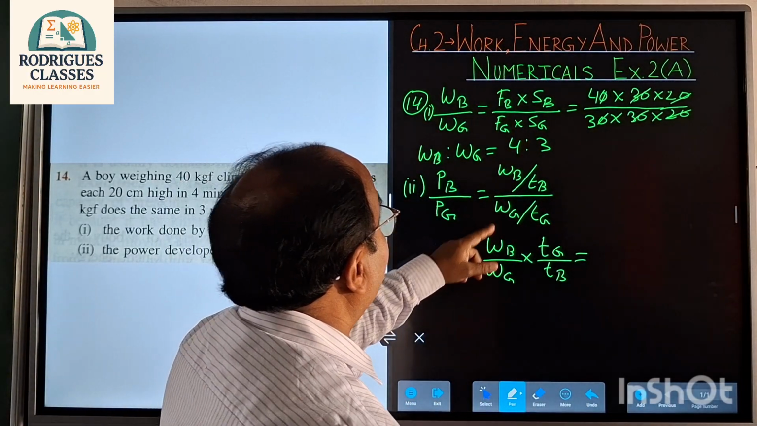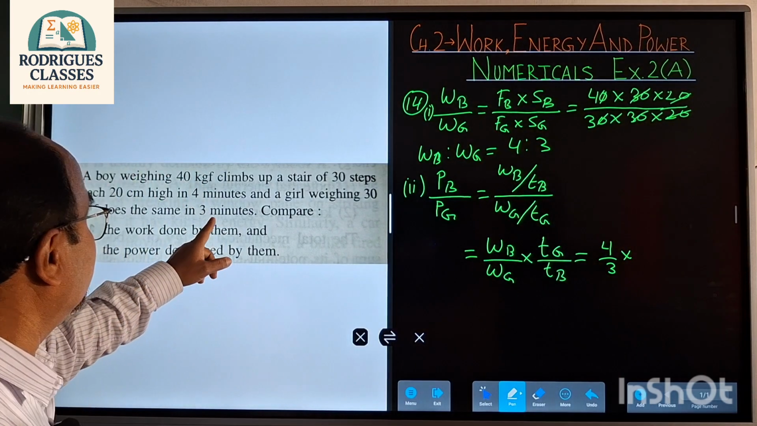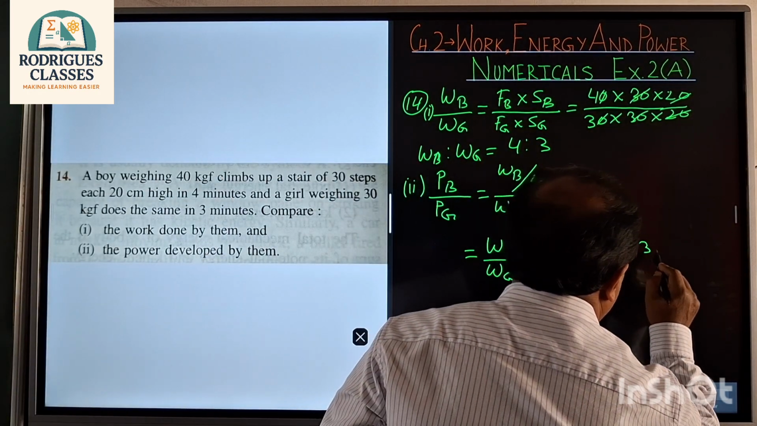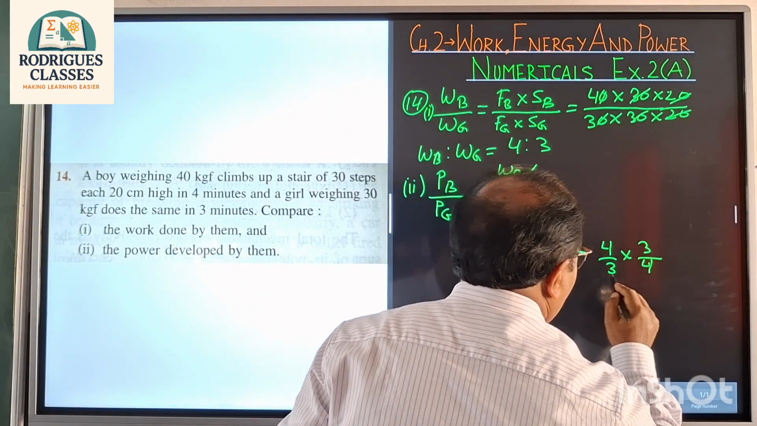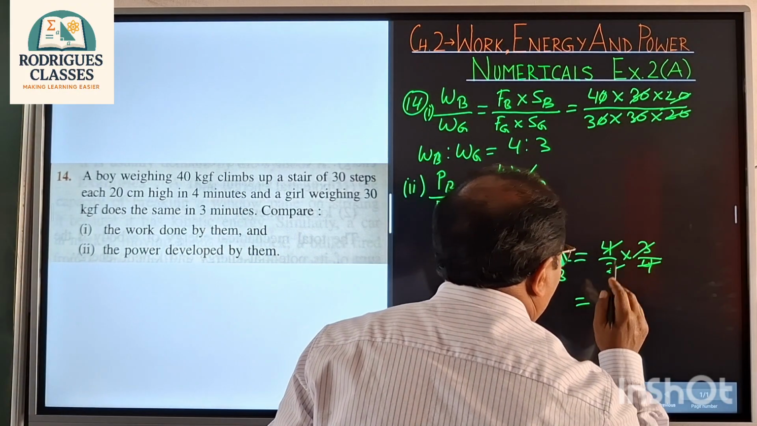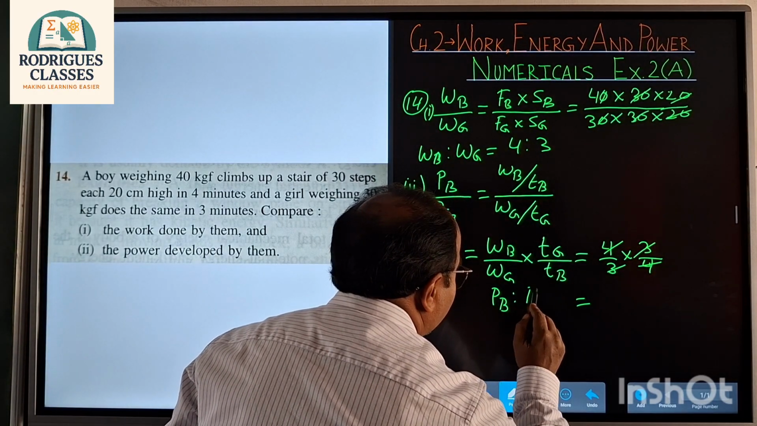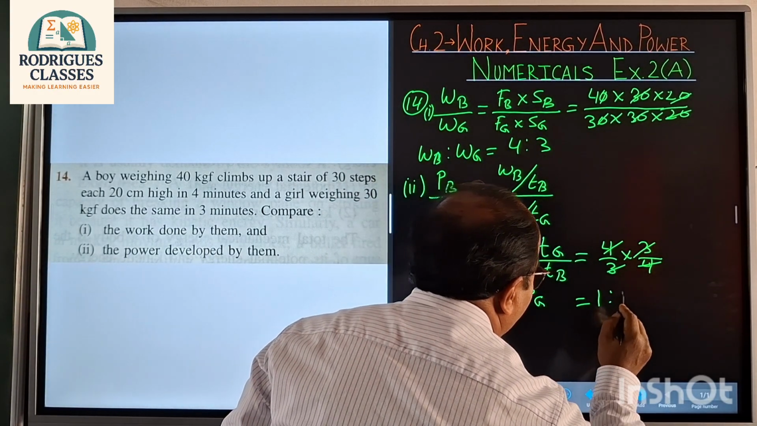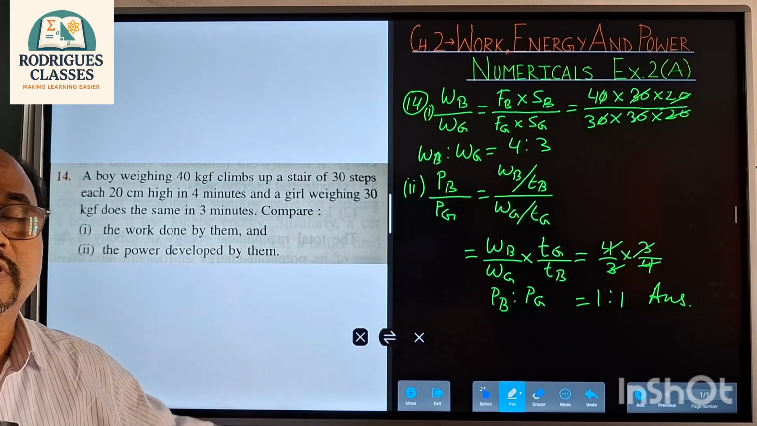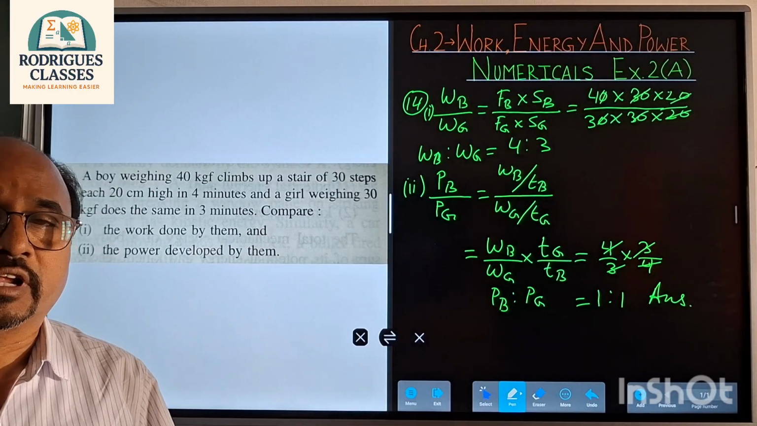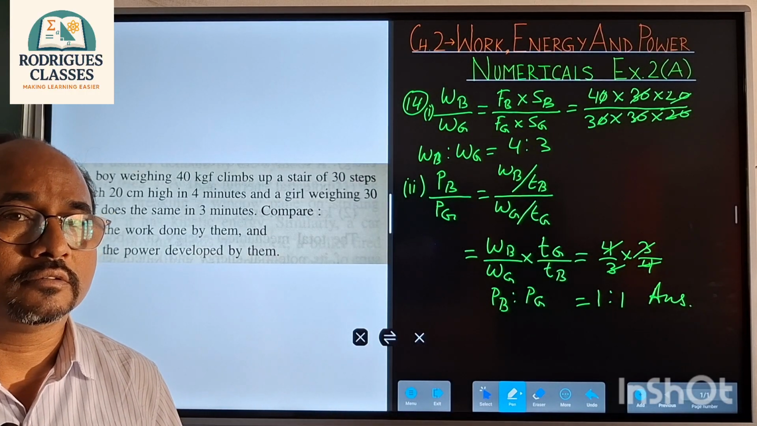So this part we already know is 4 by 3. Time taken by the girl is 3 minutes, so into 3 here, and by the boy was 4 minutes, so 4 here. 3 cancels, 4 cancels, I will get 1. So I will write here the ratio of their power as 1 is to 1. This is my answer. I hope you have understood how to relate when you have to find the ratio. Remember, if the units are the same in both places, no need of doing any conversions.